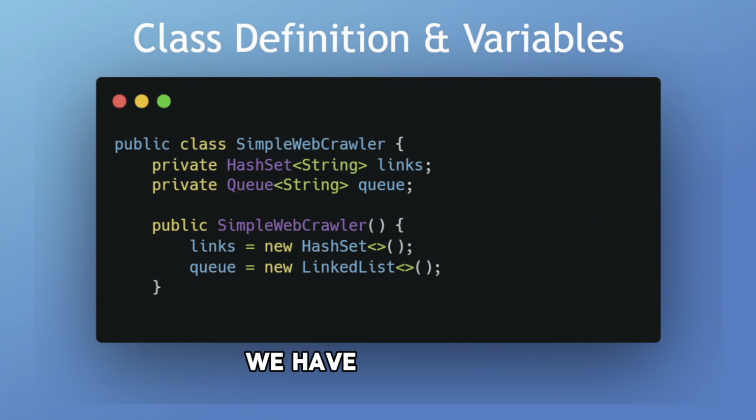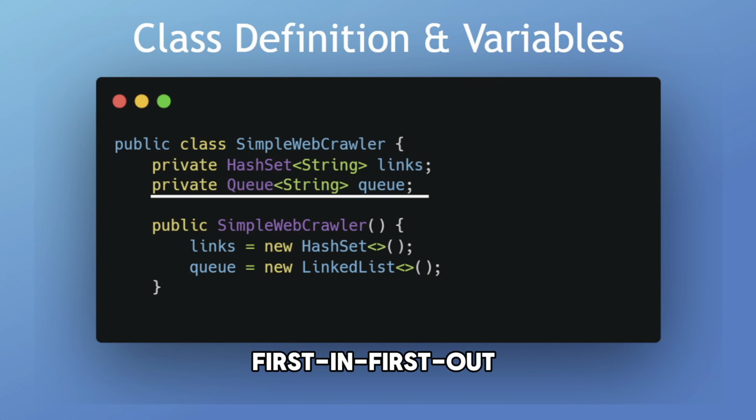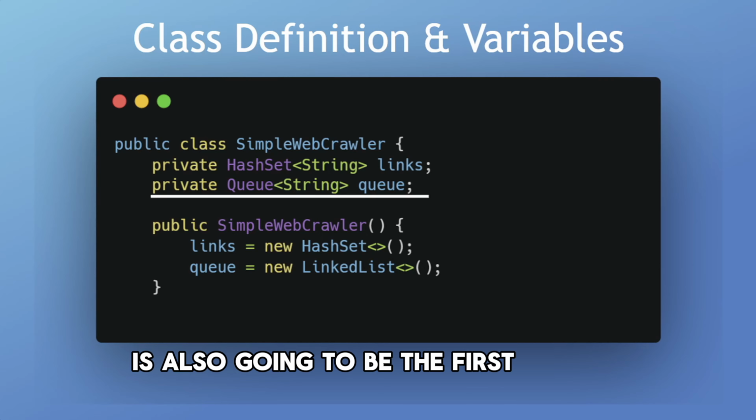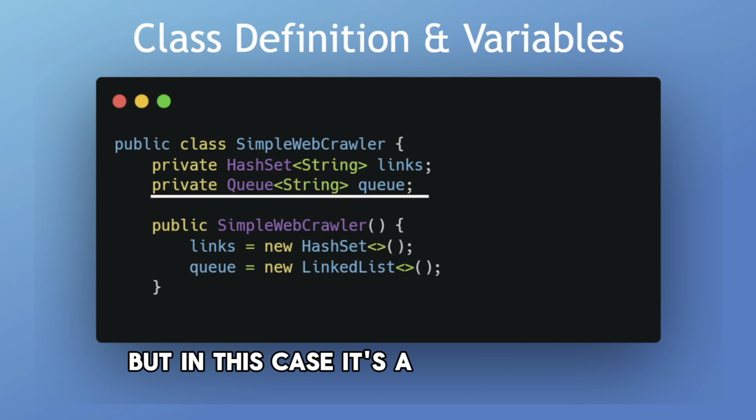Under that, we have our queue, which is a collection that follows the first in first out principle, where elements are processed in the order they are added. So think of this as a line of people where the first person to get in is also going to be the first person to get out. But in this case, it's a line of strings or URLs.